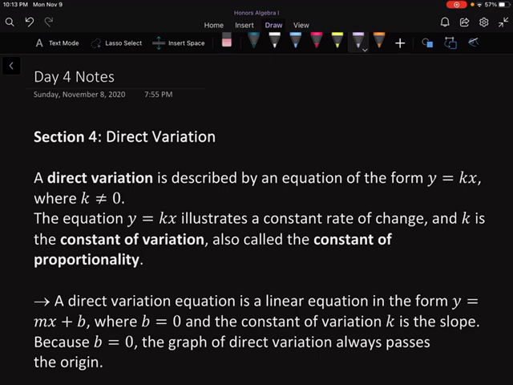Today we're on day 4 notes of chapter 3, direct variation. Direct variation is described as an equation in the form of y is equal to kx, where k does not equal 0. The equation illustrates a constant rate of change, so the same thing as a slope, but k we consider as a constant of variation. It's also called a constant proportionality. So literally, the rate of change and constant variation are the same thing as slope. They're all the same exact thing.